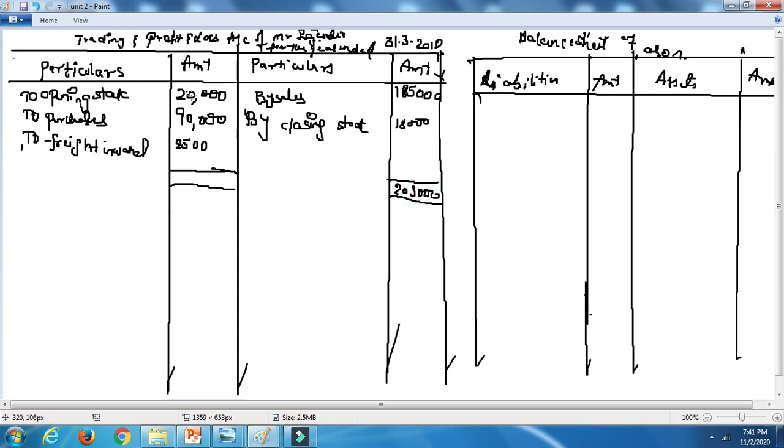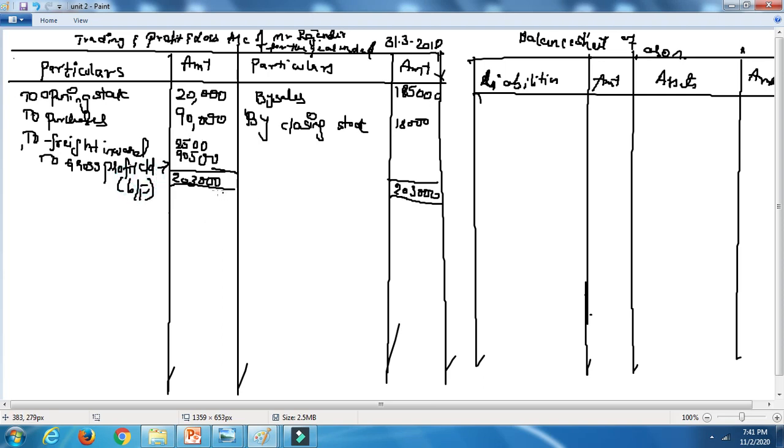2,03,000. If you subtract these items from that, 20,000, 90,000 and 2,500, you will get 90,500. Here also 2,03,000. This would be called 'to gross profit carried down'. This is nothing but the balancing figure.